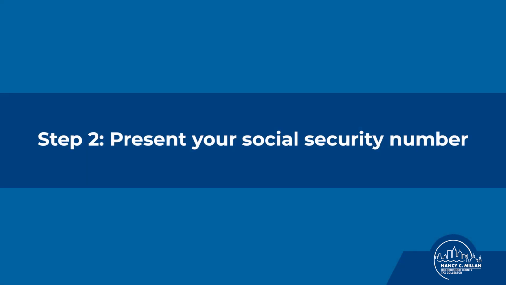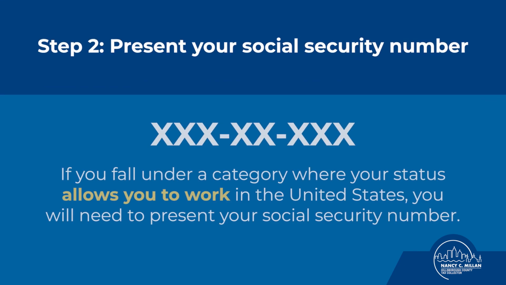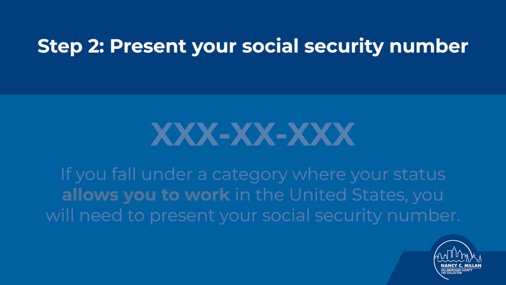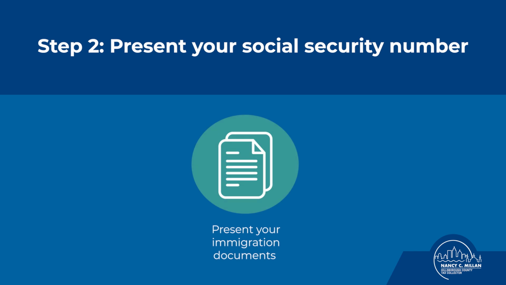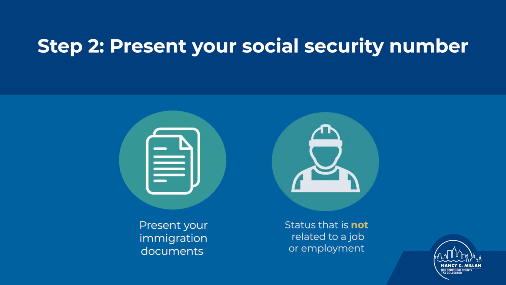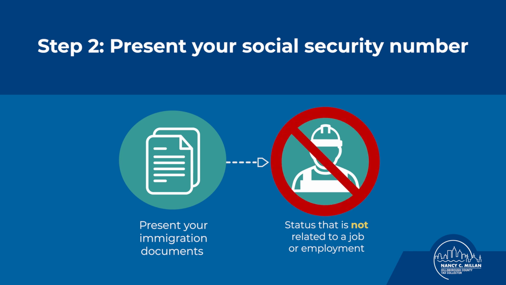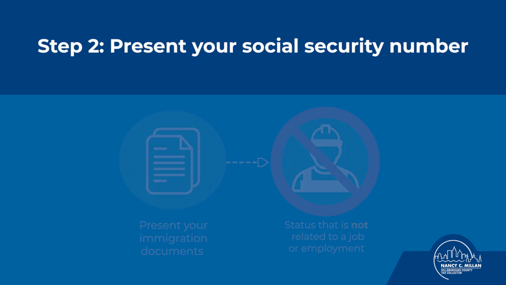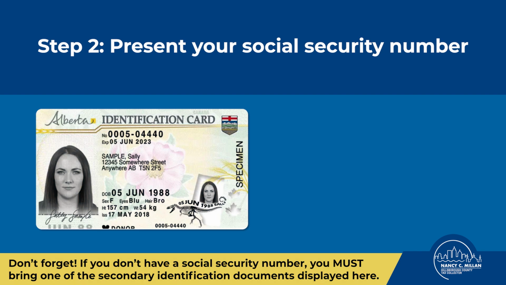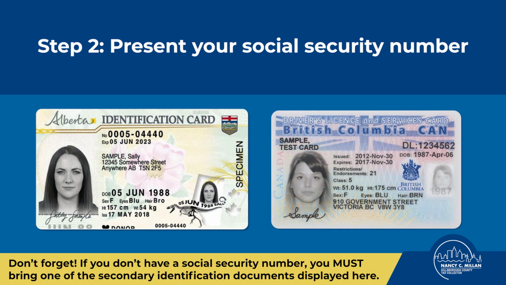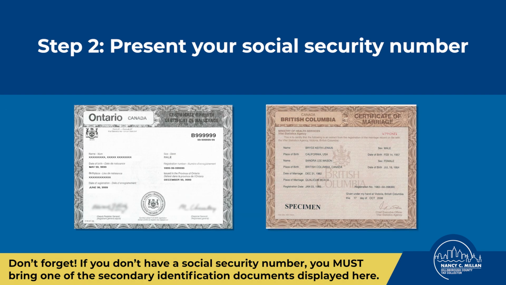Step 2. Present your Social Security number. If you fall under a category where your status allows you to work in the United States, you will need to present your Social Security number. Otherwise, you will have to present evidence that you are present in the United States in a status that is not related to a job or employment. And remember that you still have to bring your identification card, driver's license, or your birth or marriage certificate issued by the government of your home country.